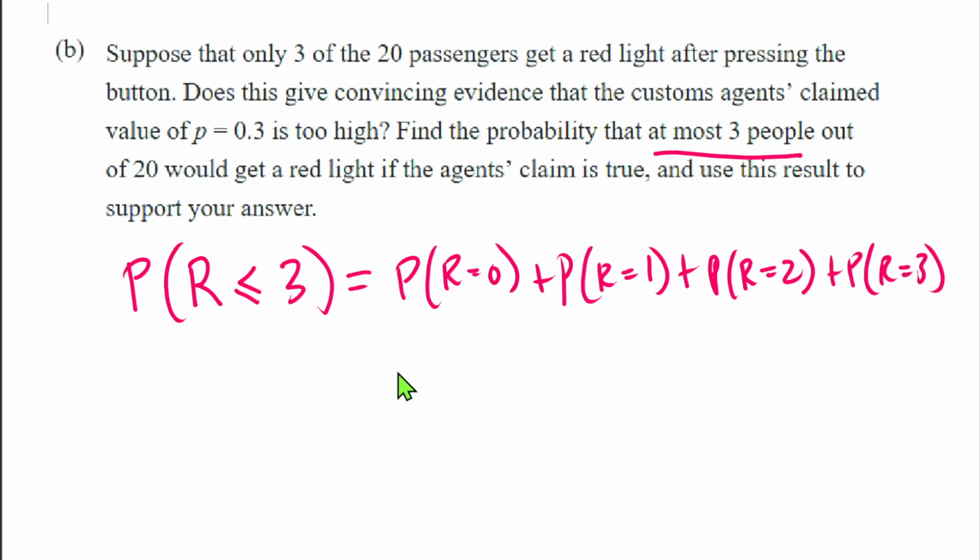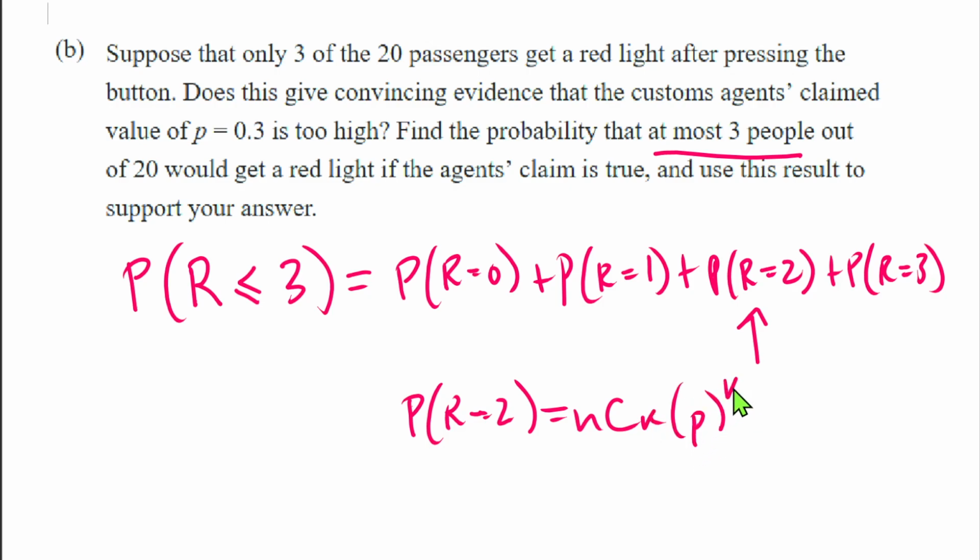And remember, the way you find this one, so let's say we're talking about the probability that you get 2 red lights, there's a formula, right? It's n choose k. That's the number of ways you could get 2. And let's write the formula. That will be p to the power of k, which is the probability of success, to the number of successes. And this is the probability of failure, 1 minus p, which is the same as q, to the number of failures.